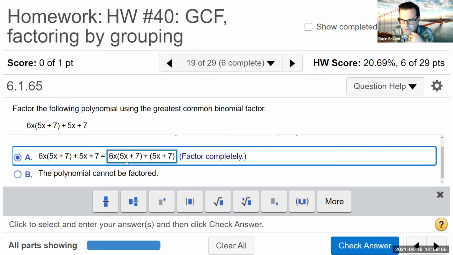If you put parentheses around that, it still maybe doesn't look like you recognize what to do here. But now, what if I wrote this as plus 1 times that? Now think of 1 just like any other number, like 4 or 13, whatever. Now you can see how I do have that 5x plus 7 that I could factor out.